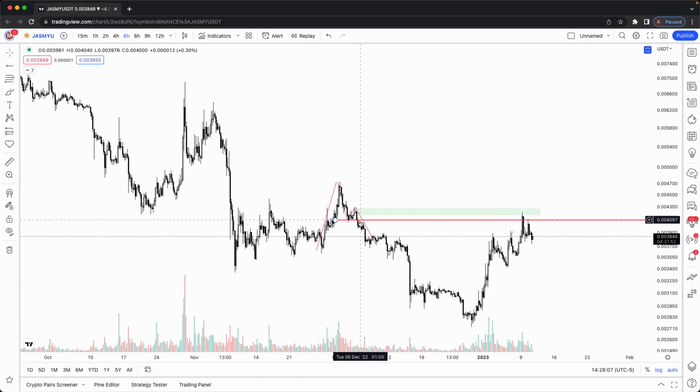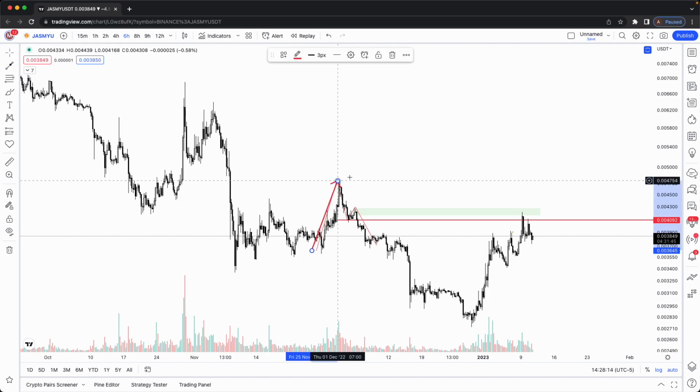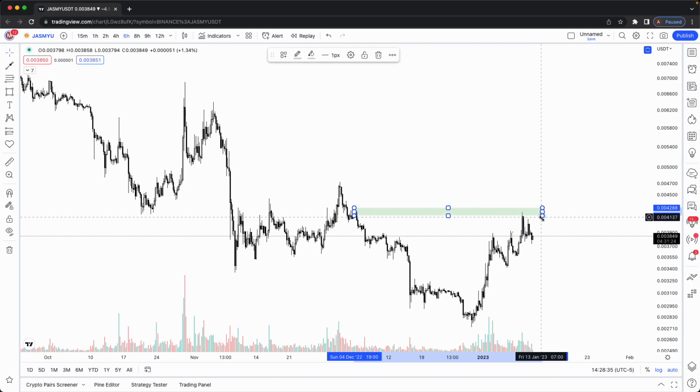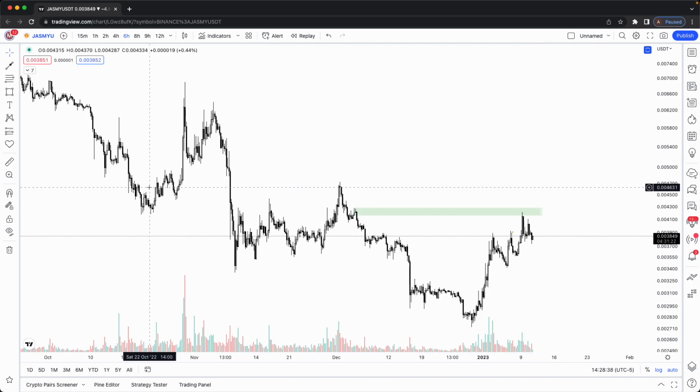Now, when this kind of break of structure happens, that is, we know that the market was going upwards and the break of structure has happened to the downside, then that means that there would be an order block formed somewhere. So where does an order block basically form? The last bullish candle before the candle that led to the break of structure is where your order block forms, which is right here.